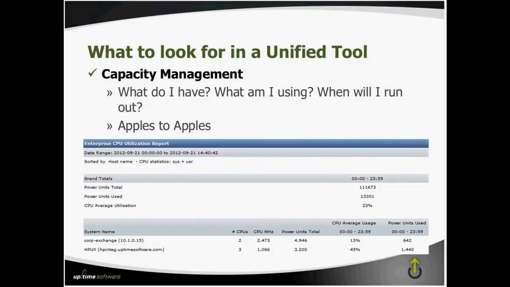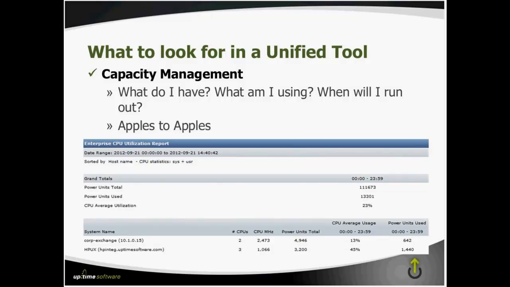The other aspect of capacity management that you should be looking for is what I call apples to apples. And specifically when you're getting into unified tools that cover the UNIX space, Uptime can cover Solaris as well as P-series boxes and HP boxes, coupling that information capacity-wise to standard x86 platforms or virtualization platforms. It's nearly impossible to do an apples-to-apples capacity comparison across those different technology stacks.